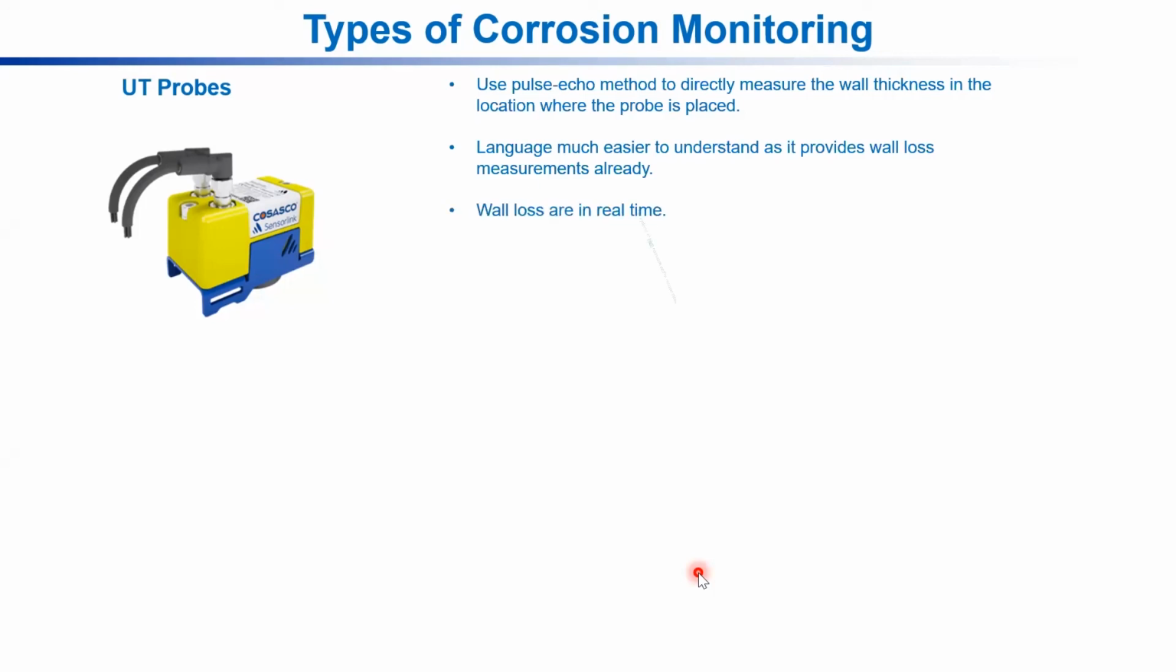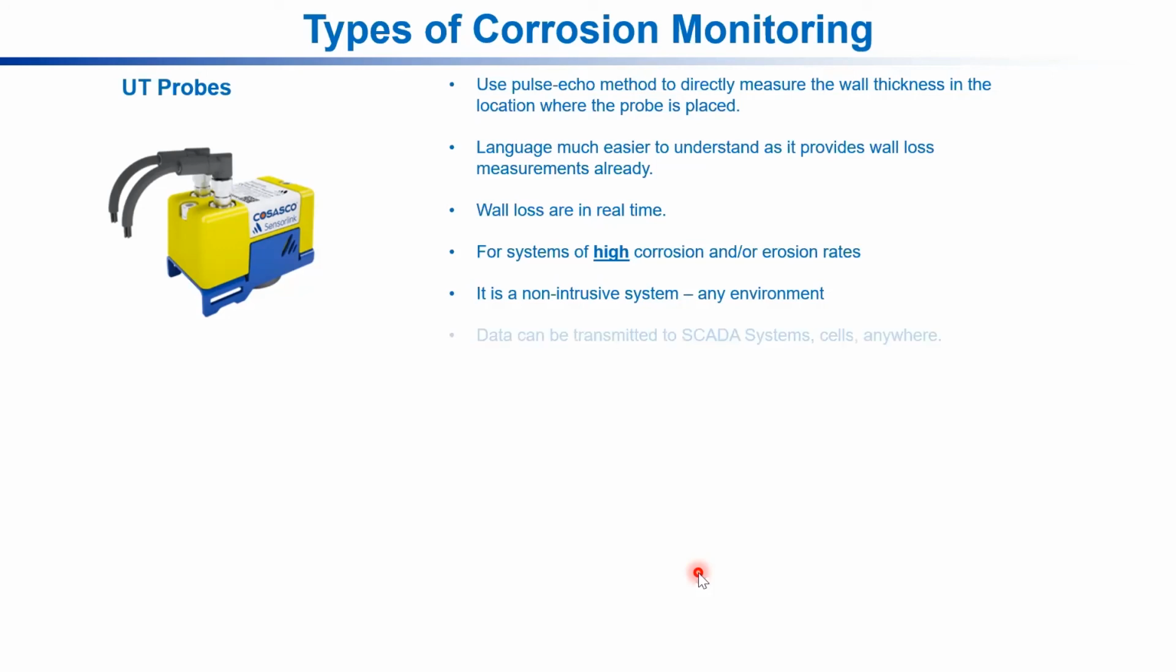Wall loss is in real time. These may be good for systems with very high corrosion or erosion rates. You will place them where you have the highest corrosion and or erosion rates. Once again, they are lagging indicators. It's already the pipeline wall that is suffering. It is non-intrusive because you put it on the outside of the pipe to measure what's going on inside. So you can put them in any environment. Data, once again, can be transmitted to SCADA systems, cell phones, anywhere.